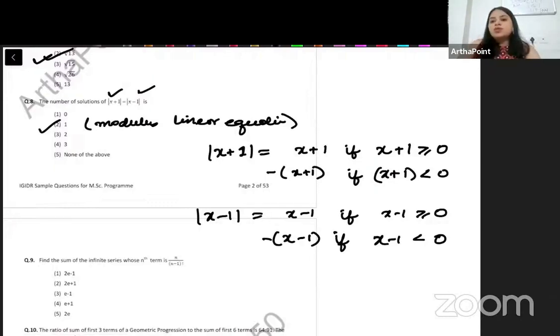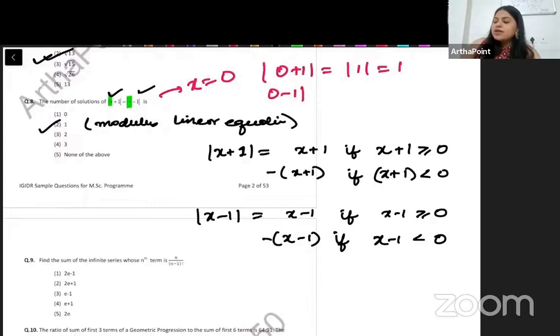Just try to solve these equations. There will be only one value of x that will satisfy these equations. Right? Can you think of that value without even solving it? What should we put in x so that the two things become equal? Can I put x as 0? So |0 plus 1| will give me |1|, and |0 minus 1| will give me |minus 1|, which is 1. x equal to 0 satisfies these equations.